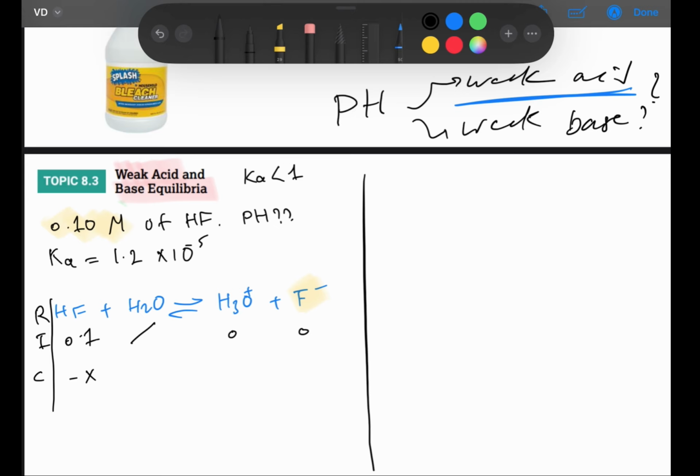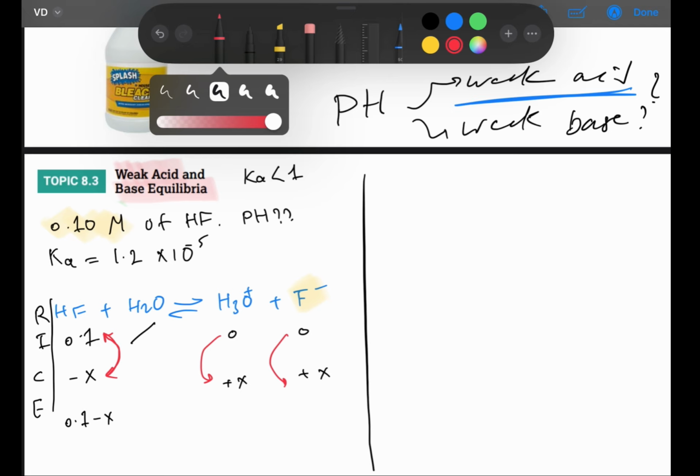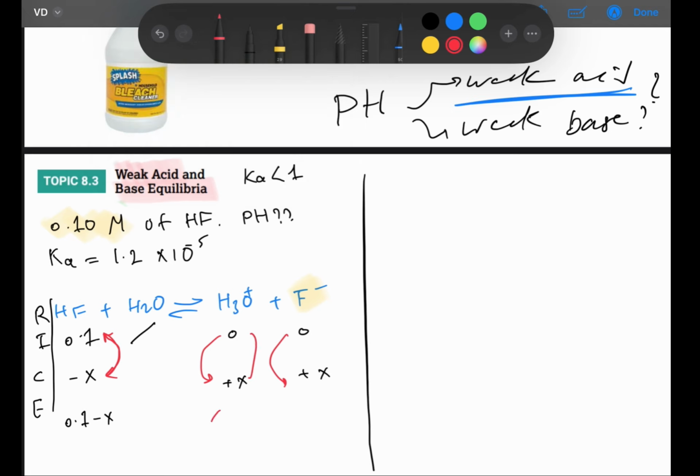And it's not the same as the strong acid. In the strong acids, we usually said 0.1 minus 0.1 because it fully dissociates. But here we don't say that, we just say minus X. The products will be increasing, so we have to say plus X. And for the equilibrium, it will be 0.1 minus X. We just combine the two magnitudes here, and the two magnitudes here and here. So 0 plus X is going to be X. 0 plus X is equal to X.